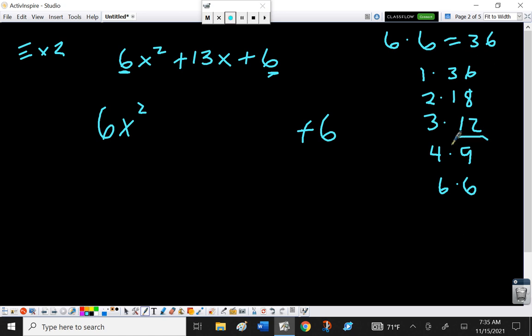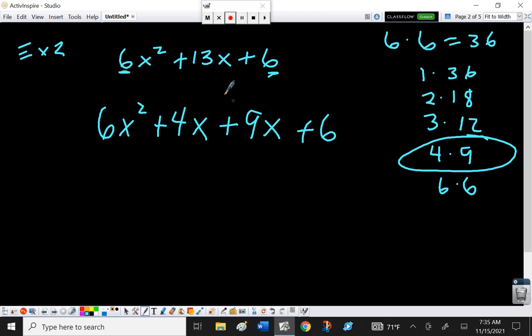If you said 4 and 9, you'd be correct. Again, I would just write them in the order you have them, but you can write them in reverse order. In other words, I could put 9x first and then 4x, but I'm just going to put it in the order that I have it. I'm going to put 4x plus 9x. 4x plus 9x will give us that 13x, ladies and gentlemen.